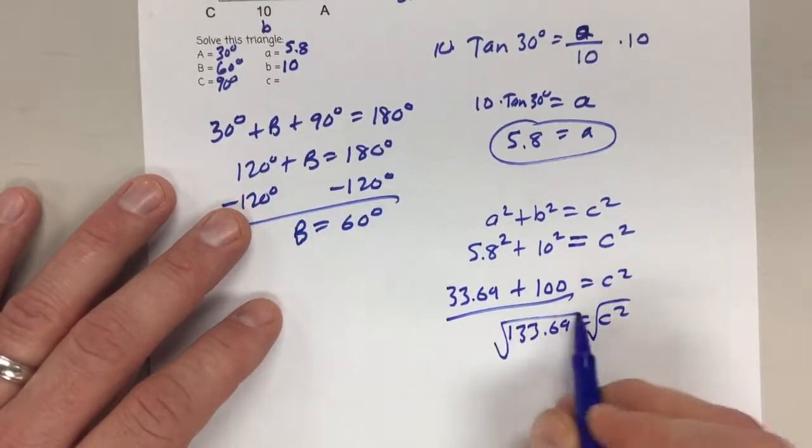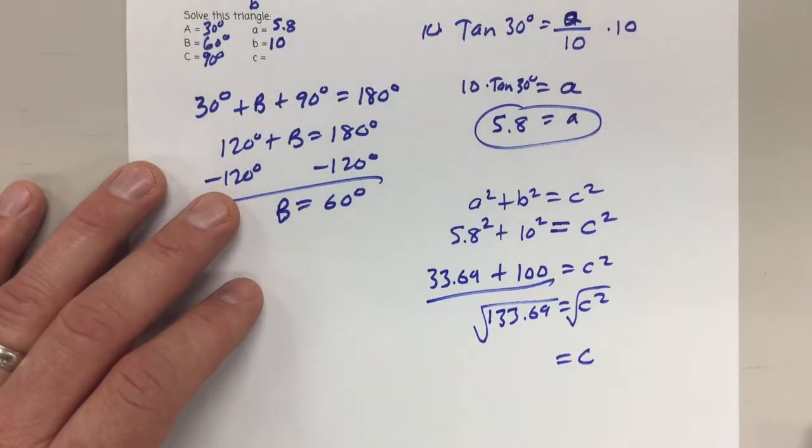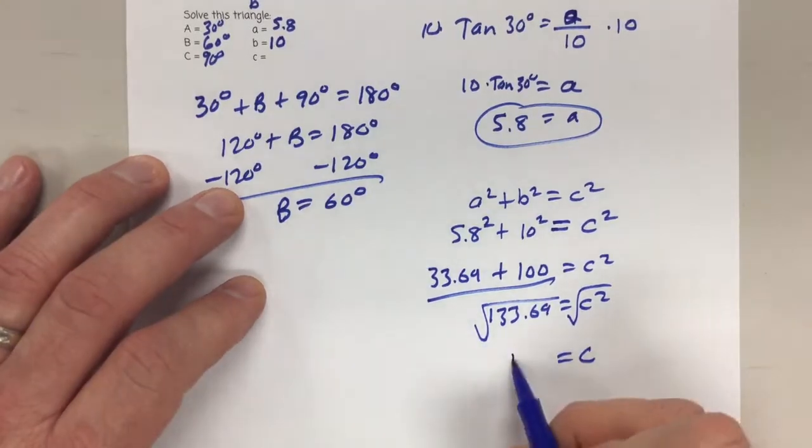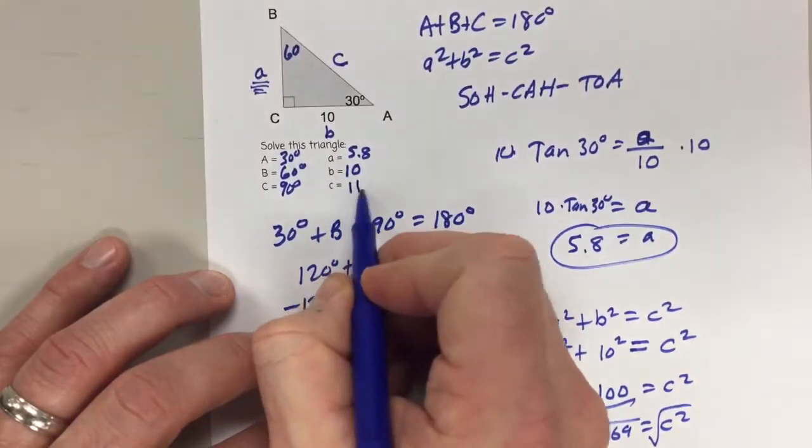And now I take the square root of both sides. So I would take the square root of 133.69, and I get 11.6. So that is my third side.